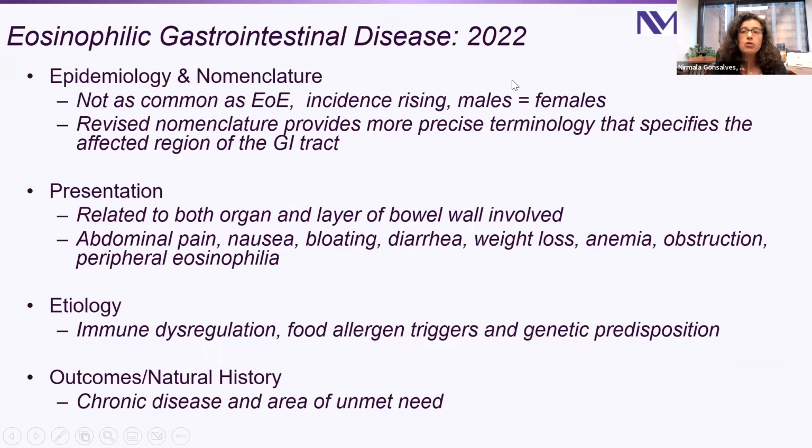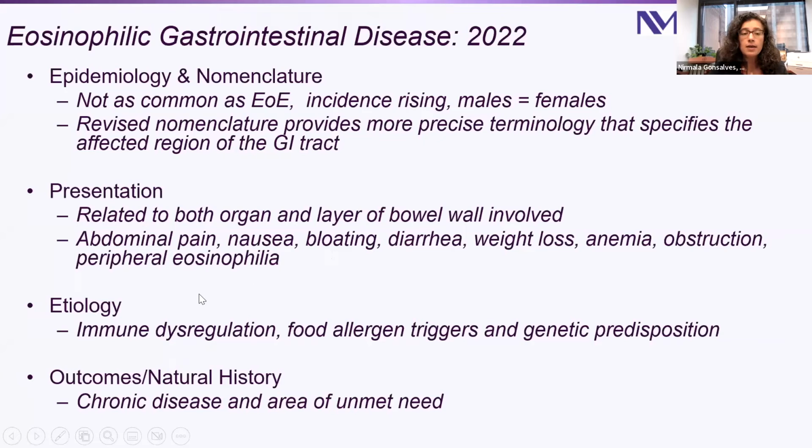So what I've shown you and highlighted with this talk on non-EOE EGIDs in 2022 is that they're not as common as EOE, but the incidence is rising. Males are affected as commonly as females, which is a little bit different than EOE. The revised nomenclature that has recently come out provides more precise terminology that specifies the affected region of the GI tract. The presentation is related to both the organ involved as well as the layer of bowel wall involved. Symptoms can be a bit nonspecific, but the common ones include abdominal pain, nausea, bloating, diarrhea, weight loss, and anemia. Patients can have bowel obstructions, and you can see peripheral eosinophilia, so high eosinophils in the blood.